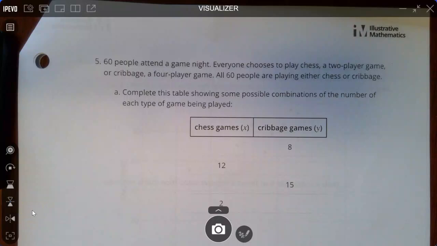Number 5. 60 people attended a game night. Everyone chooses to play chess, which will be a 2-person game, or they can pick cribbage, which is a 4-player game. All 60 people are playing either chess or cribbage. Complete the table to show the different combinations of number of each type of game being played.